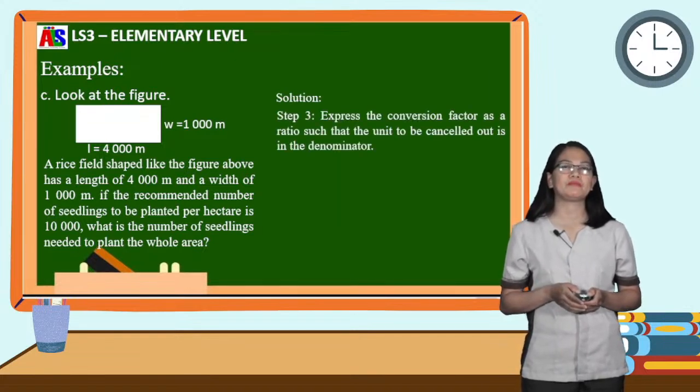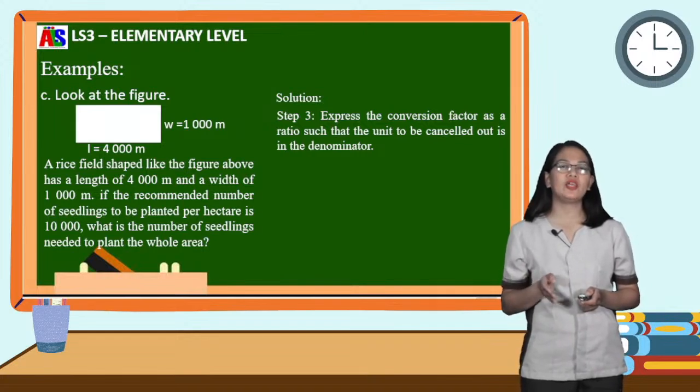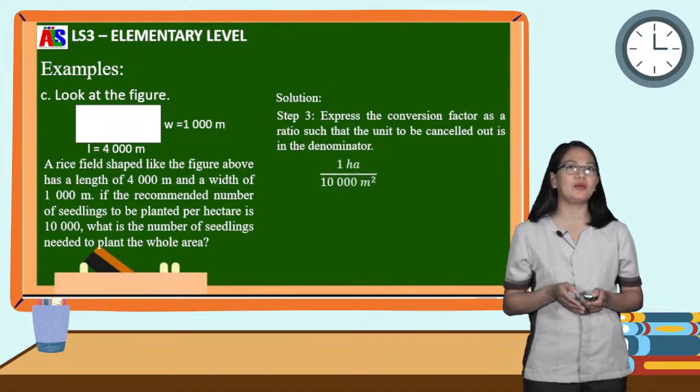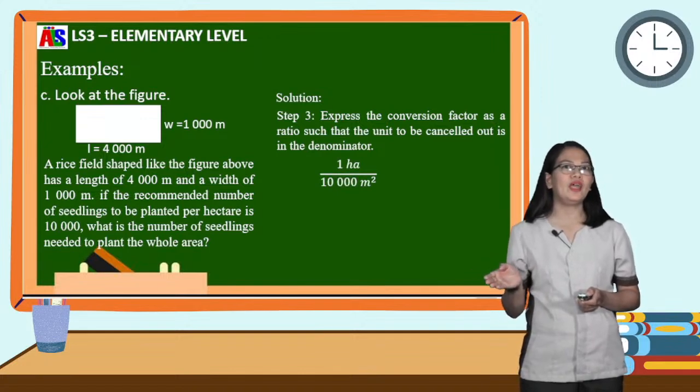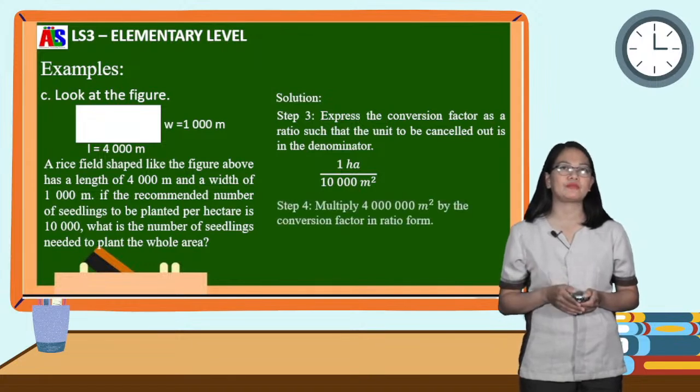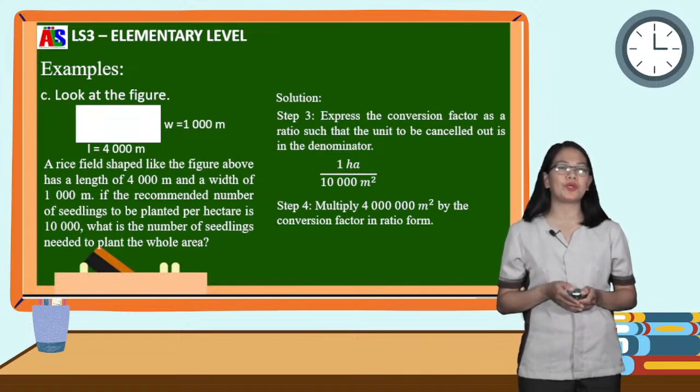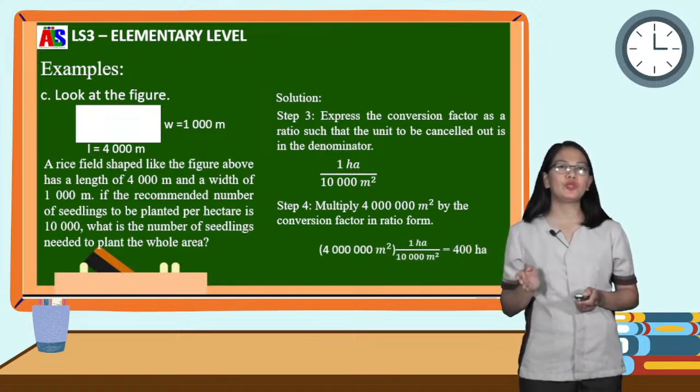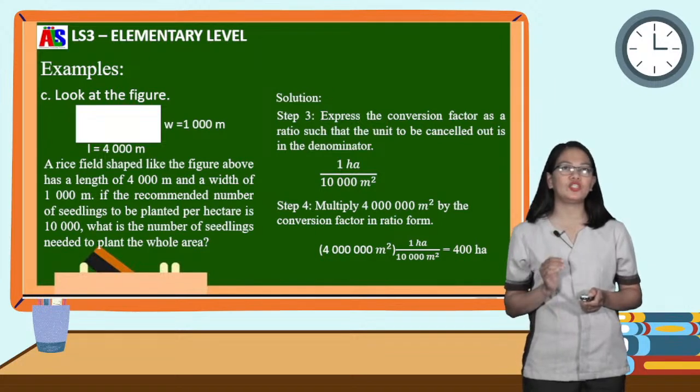Step 3. Express the conversion factor as a ratio such that the unit to be cancelled out is in the denominator. So, 1 hectare over 10,000 square meters. Step 4. Multiply 4 million square meters by the conversion factor in ratio form. 4 million square meters times 1 hectare over 10,000 square meters.